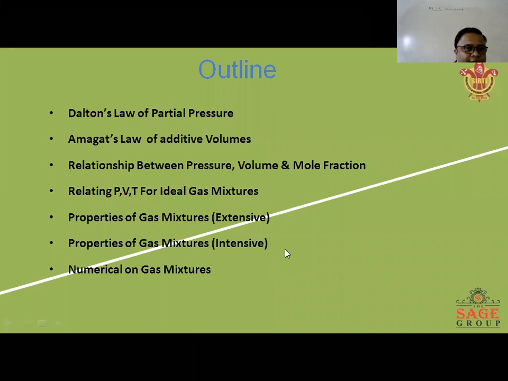This is today's outline: Dalton's law of partial pressure, Avogadro's law of additive volumes, the relationship between pressure, volume, and mole fraction, relating PVT for the ideal gas mixture, properties of the gas mixture in an extensive manner and in an intensive manner, and numericals on the gas mixture.